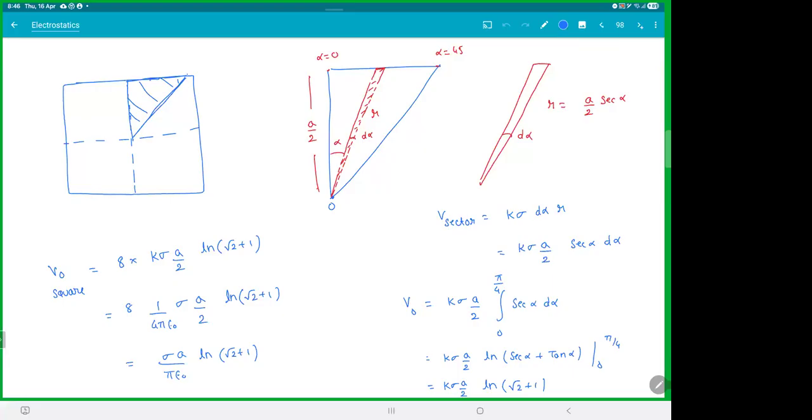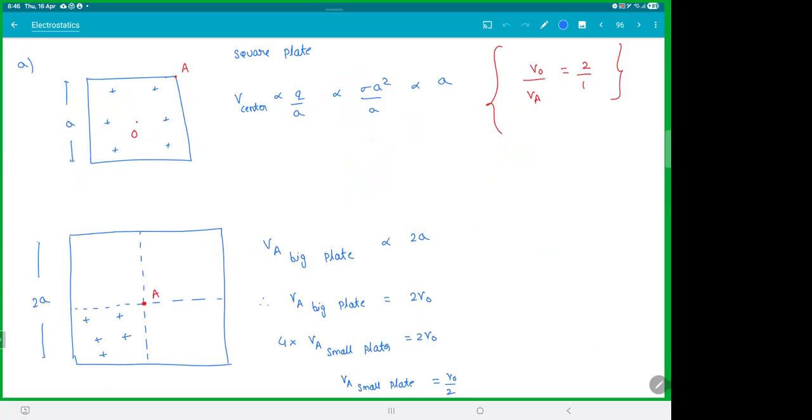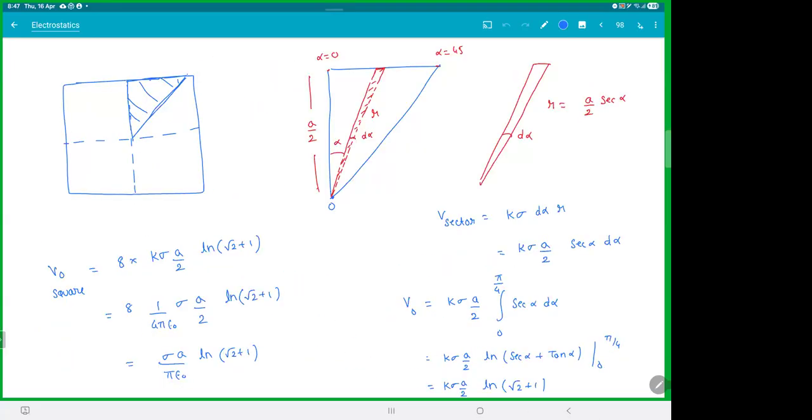Yeah. So now since I know V naught, I can get VA from this logic, isn't it? V naught by VA is 2 is to 1. So VA will come from here. So there's no need to integrate for VA separately now. All clear with this? Next thing. That's one good question there.